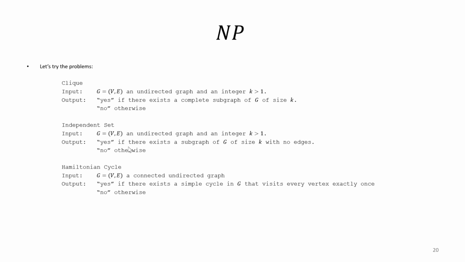Our second problem here, independent set, is a very similar problem to clique, and we can see that when we jump maybe into the output here, we can see that we're looking for a subgraph of G of size k, similar, but with no edges. It's sort of the opposite criteria here. A complete subgraph is one with all of the edges there. This is one with none of the edges there. And so this is what we would call an independent set in a graph. A clique is a complete subgraph. An independent set is a subgraph with no edges in it.